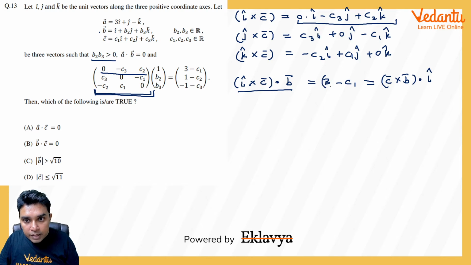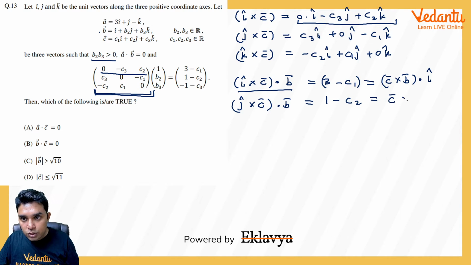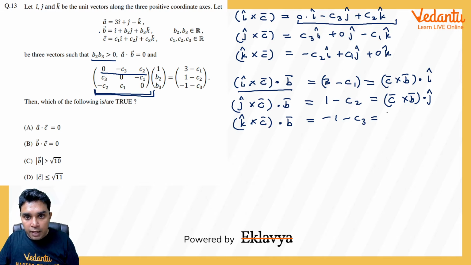Okay, so I hope you understand that if C cross B dot I is this, that means 3 minus C1 is the X component of C cross B. Let me write it completely. We can write J cross C dot B as 1 minus C2, and I can rewrite this as C cross B dot J. Similarly, I can write K cross C dot B, and that will be minus 1 minus C3, and this will be C cross B dot K.